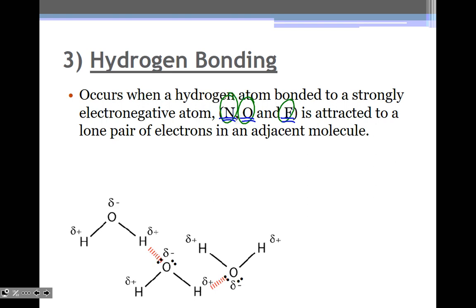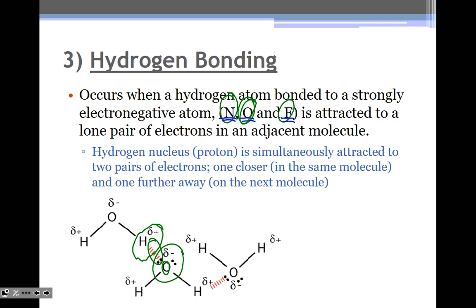Here's an example. Water. This hydrogen, which is the positive end of a polar molecule, is attracted to this oxygen. This right here is hydrogen bonding. The hydrogen nucleus, a proton, is simultaneously attracted to two pairs of electrons, one closer in the same molecule and one further away on the next molecule. So basically, what that means is, let me erase this and show you. There's an attraction here, which is intramolecular, and there's an attraction here, intermolecular, inside the molecule, between the molecules.